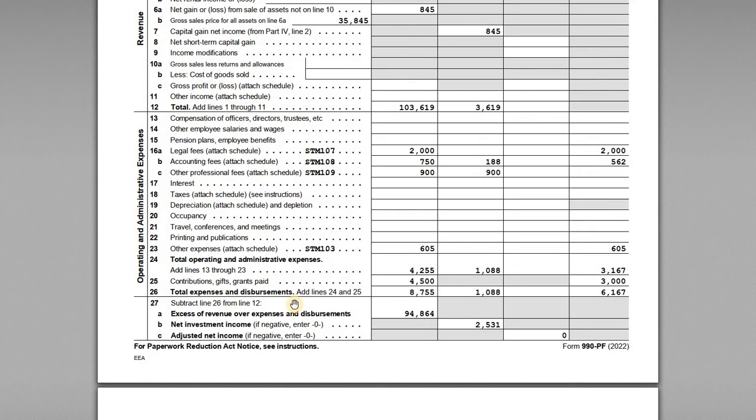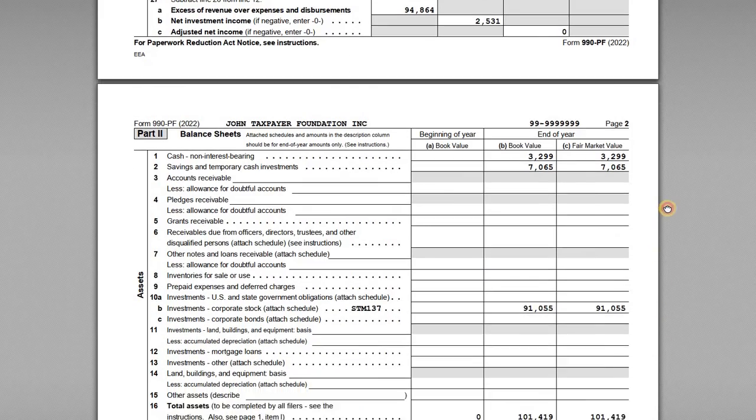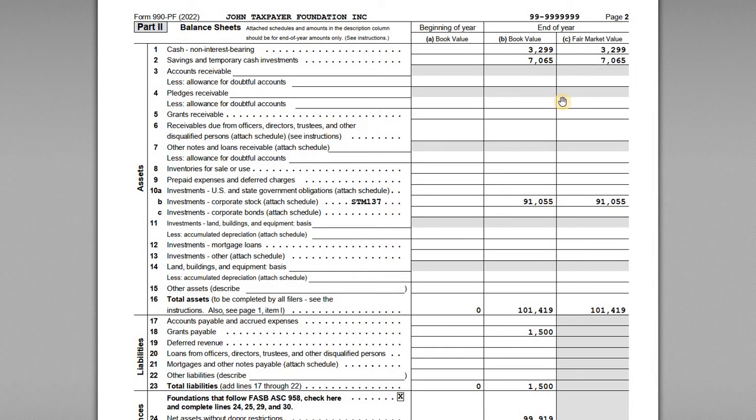All right. So the total expenses and disbursements, we got $6,167. So that is going to be the piece that is applied to our minimum distributable amount. All right. Now, if we move on to part 2, balance sheet. So beginning of the year, this is an initial year return, so we're not going to have any values. So we just have end of the year values, book value, and end of the year FMV.